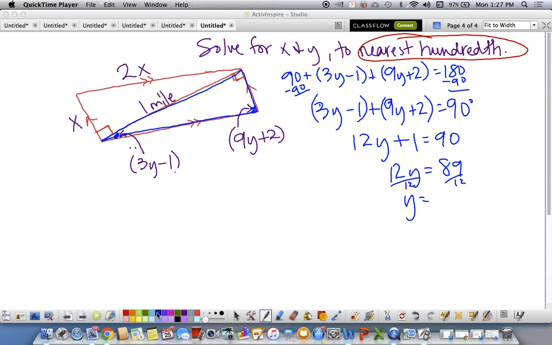Put it in your calculator. Calculators are okay. 7.42 is what I believe it is. All right, so we've solved for y. How are we going to solve for x? Can we plug it in anywhere? What we just solved for with y, is that going to help us at all?